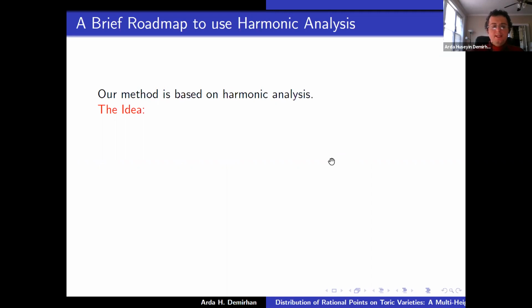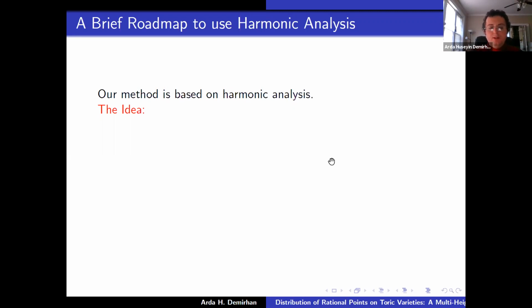Before getting into the idea, we'll be working on toric varieties. A toric variety has a large automorphism group, and hence harmonic analysis gets into the picture right there, because of that.